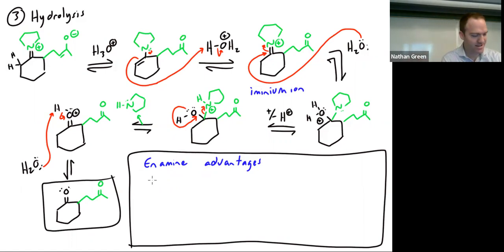The reason that they are going to love their Christmas ornaments and you're going to love enamines is that enamines are more stable than enolates.